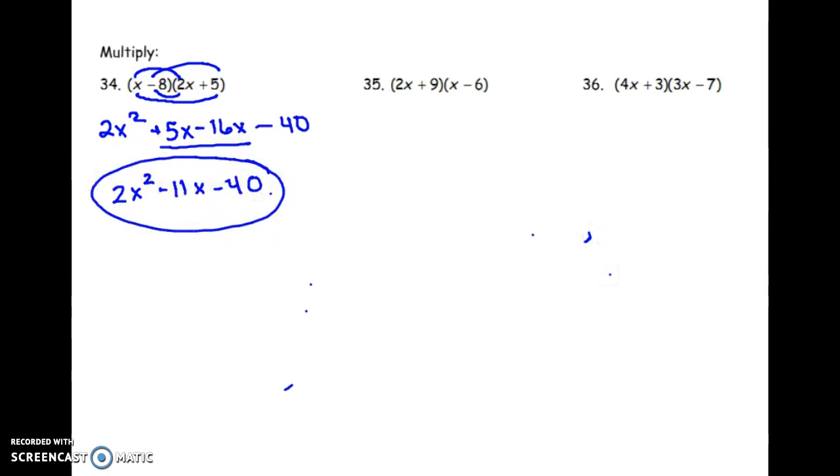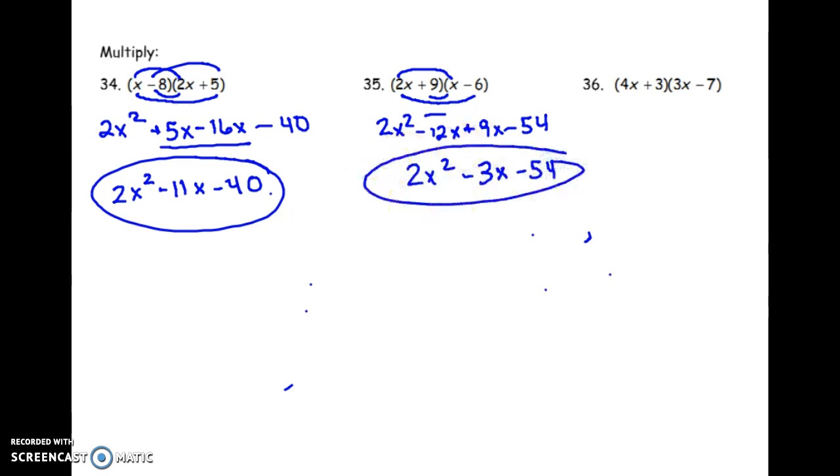For 35, my first would be 2x squared. Outer would be negative 12x. Inner, positive 9x. And then your last, negative 54. Combine your like terms, and we're going to get 2x squared minus 3x minus 54.